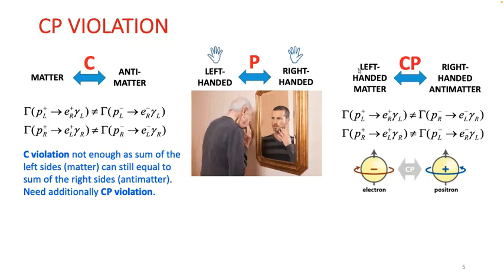So you have to have, in addition, CP violation to require that the decay rate of this is unequal to the decay rate of that, and the similar rate, right? So therefore, the total decay rate of matter and the antimatter are different in your lab with asymmetry. Yeah. So you have to have both C violation and CP violation.